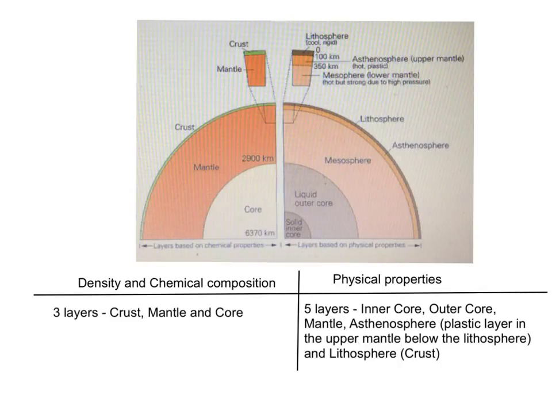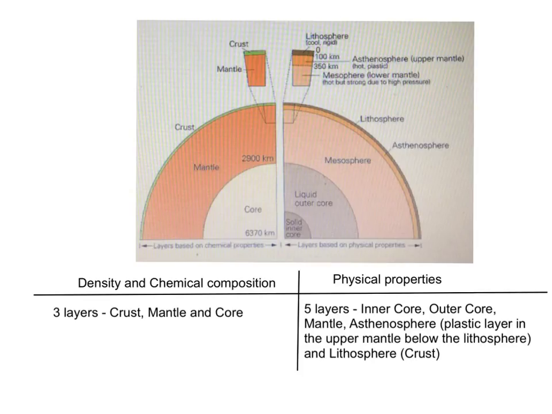The physical properties approach to defining the layers of the Earth structure follows that it has a solid inner core, it has a liquid outer core, and then the mantle can be divided into an upper mantle, part of which is the asthenosphere, and a lower mantle, also known as the mesosphere. And then the outermost layer is the lithosphere, and the lithosphere actually includes the crust and part of the mantle.